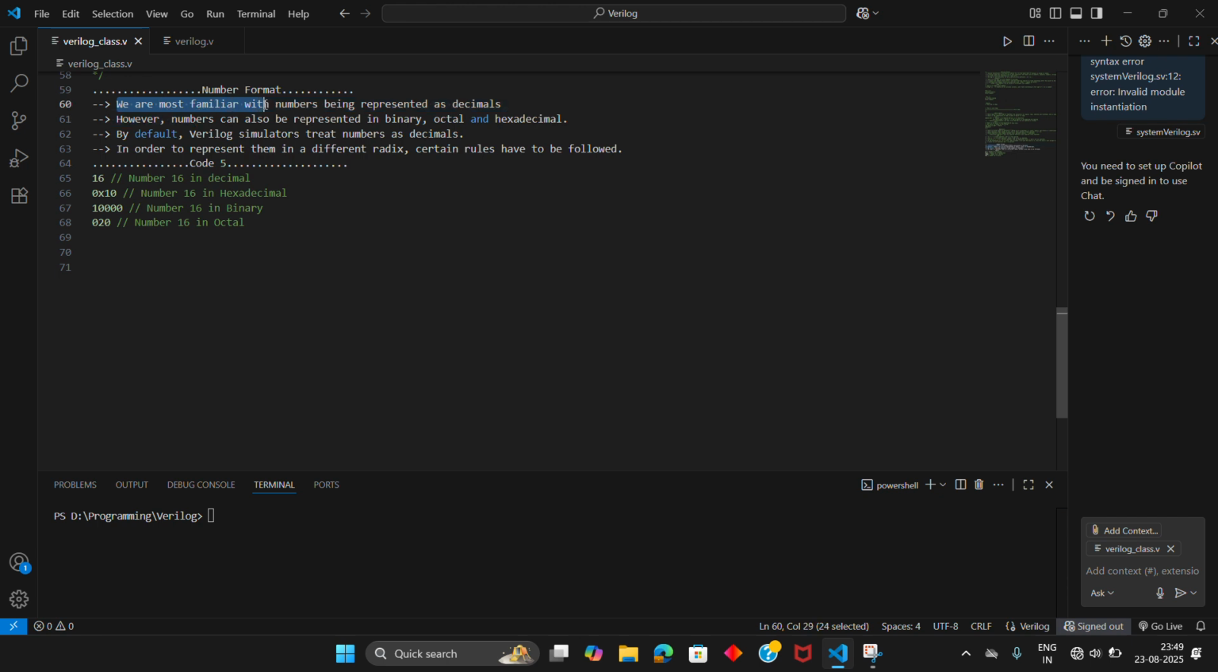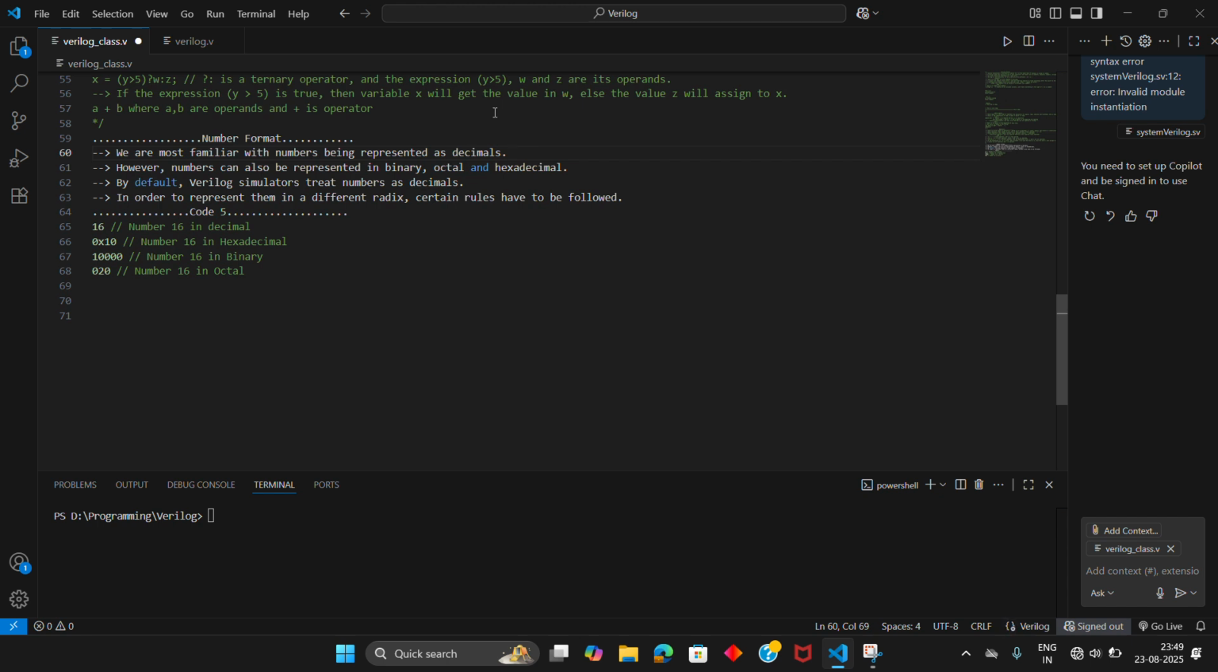We are most familiar with numbers represented as decimal, right? However, numbers can also be represented in binary, octal, and hexadecimal. We already know this from digital electronics, right? But by default, this is the point you have to remember in this lecture: by default, Verilog simulators treat numbers as decimals. You should remember this point.